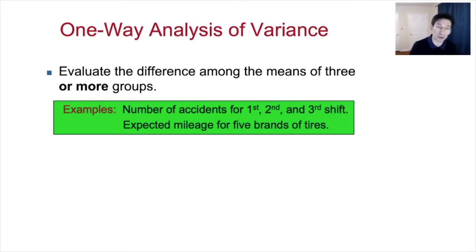Maybe you want to know the expected mileage for 5 different brands of tires. All of these can be done with analysis of variance. You have 3 or more groups.